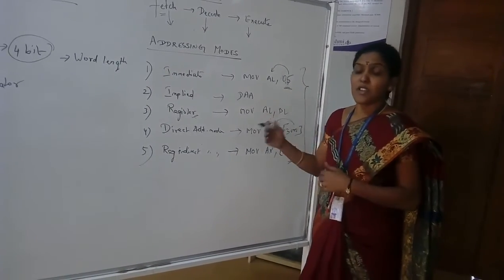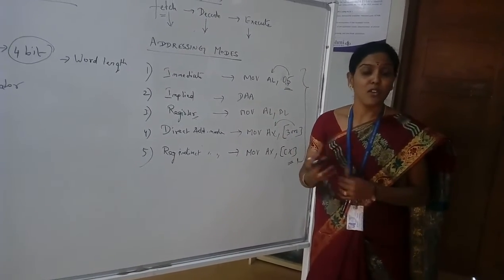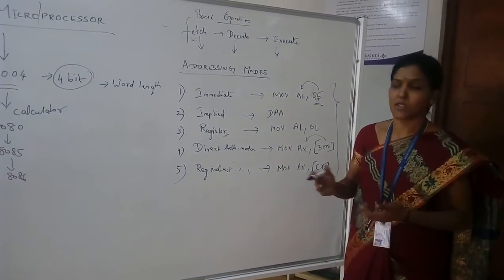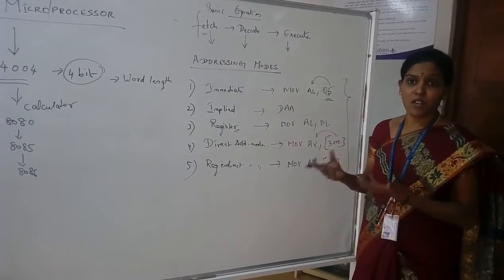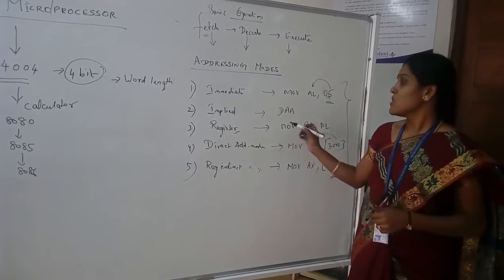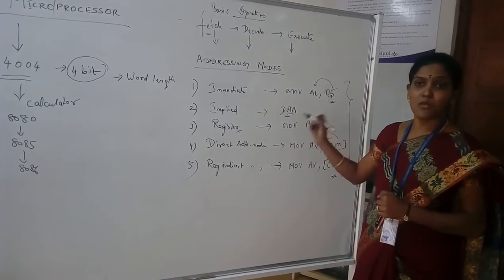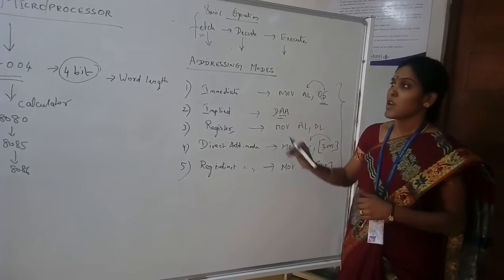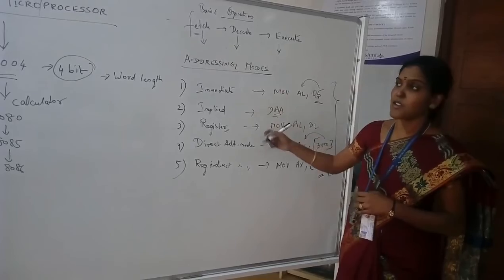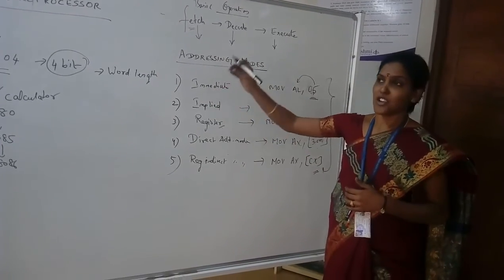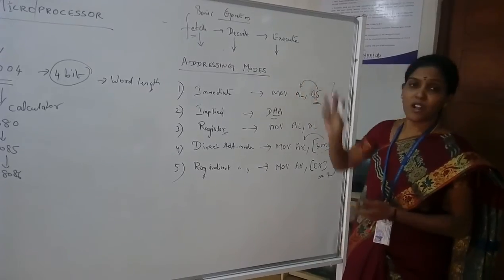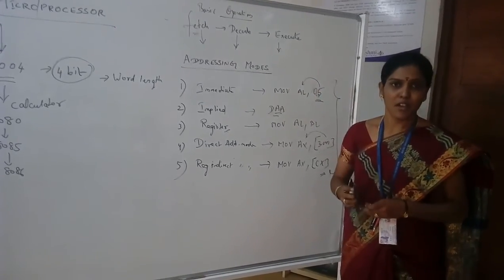Next, after going to a hotel you cannot order any grocery items. You can order only food items. That obviously means it is meant for only food items. That gives you your implied addressing mode, where data is available inside the instruction itself. I hope you have understood what addressing mode means, the general applications of microprocessor, and its basic operations. Thank you very much.